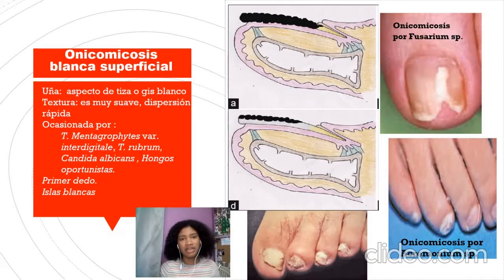White superficial onychomycosis is going to affect the surface of the nail plate rather than the nail bed. The discoloration is white and it can be recognized by the presence of white islands on the external nail plate. The surface is going to be super flaky or crumbly, and onycholysis is not a common thing in this type of onychomycosis.